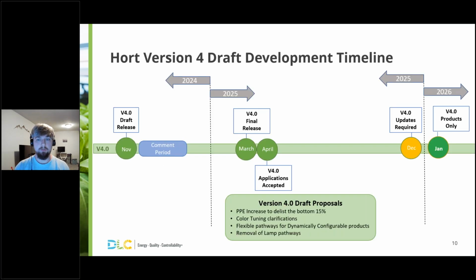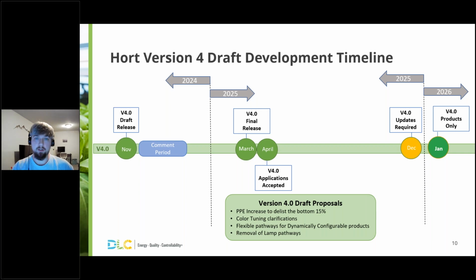With regards to our overall development timeline, since version 4 proposals are not as substantial as a major revision generally is, we're expecting to get through this with a single draft with a 6-week comment period that started a couple weeks ago and ends December 19th, leading us to a final policy release in March. Depending on the comments that come in, there may be need for a draft 2, but we're not really anticipating it at this point. And then we'd start accepting and listing new products as version 4 on Hort QPL starting in April.